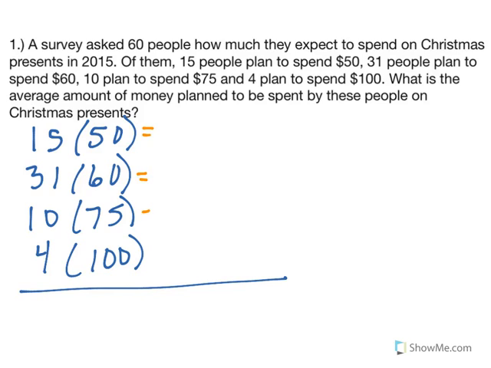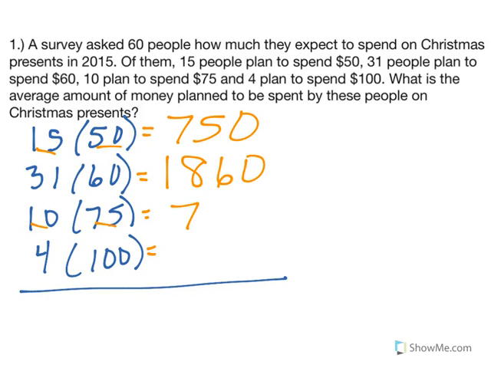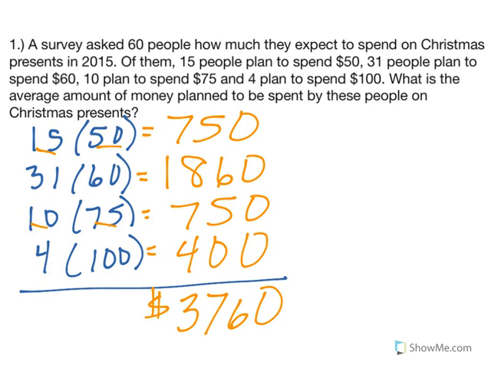If we multiply 15 people at $50 each, they're going to spend a total of $750. The 31 people who spend $60 each are going to spend $1,860. The 10 people at $75 each, if I multiply those, I get $750, and then I have $400. So the total spent is $3,760.